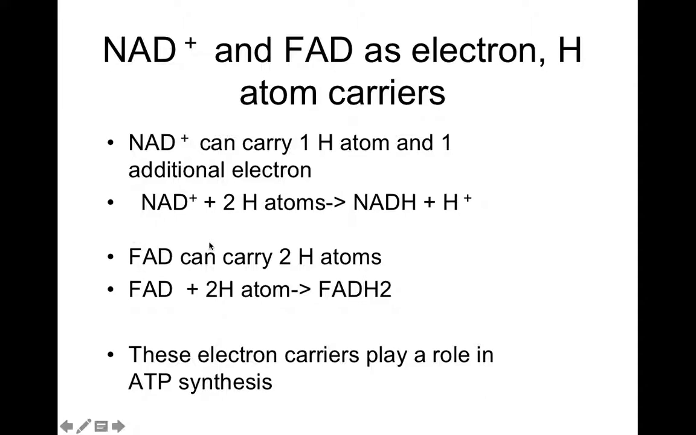The reaction for FAD is much more straightforward. FAD can accept 2 hydrogen atoms, so here's oxidized FAD combines with 2 hydrogen atoms. Here's our reduced FADH2. And FADH2 also carries 2 high energy electrons. And just for the back burner, you guys, just for us to remember later, the high energy electrons carried by NADH are higher energy than the electrons carried by FADH2. And we'll see later that that will influence how much ATP can be produced. And again, these electron carriers are going to play a role in ATP synthesis.